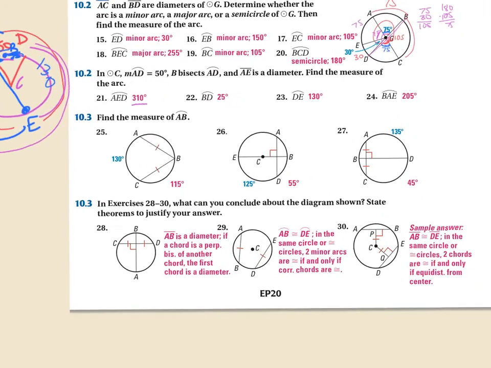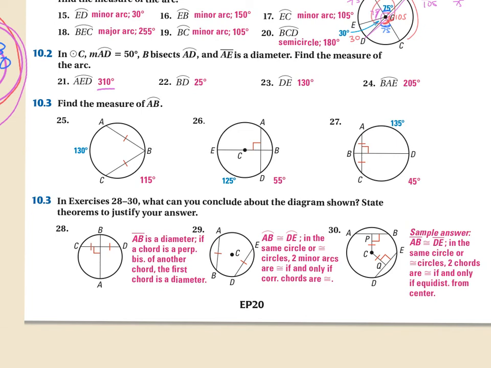In 10.3, we learned a couple other theorems, that if there are congruent chords, then they form congruent arcs. So if this was 130, then these two would have to be the same, and they add up with that 130 to 360. So I would take the 360, subtract the 130, I'd get 230, and then divide it by 2 because these are each the same, and that's where the 115 comes from.